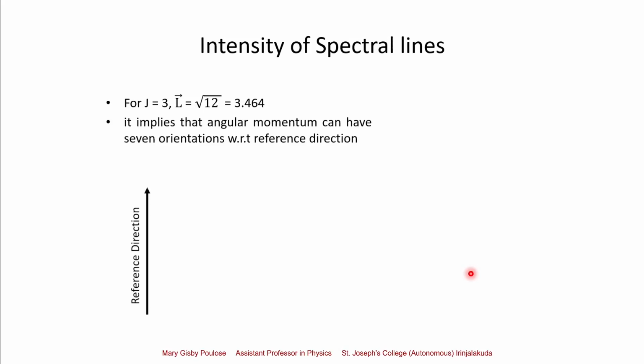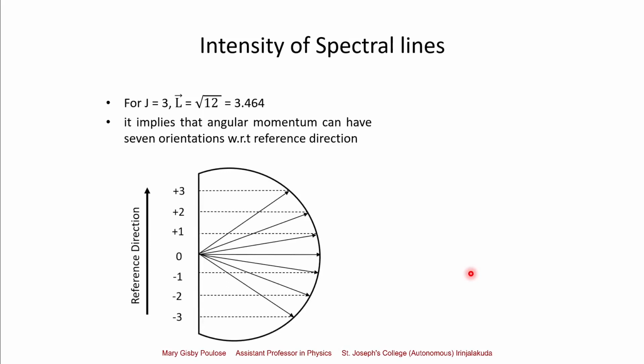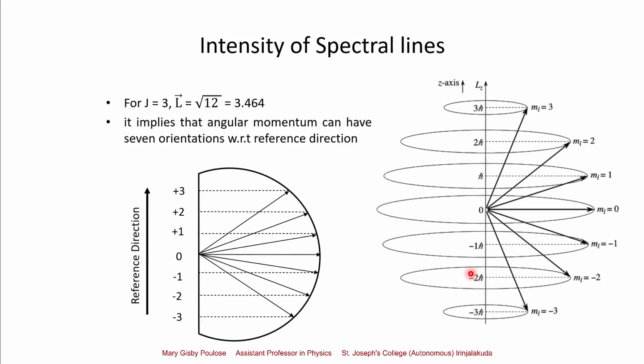Again, if this is the reference direction, the possible values for angular momentum are shown here, and these are the possible directions of rotation that these molecules can have. So these molecules can rotate in 7 different ways, and all of these rotations have the same energies. That is why that energy level is said to be degenerate.